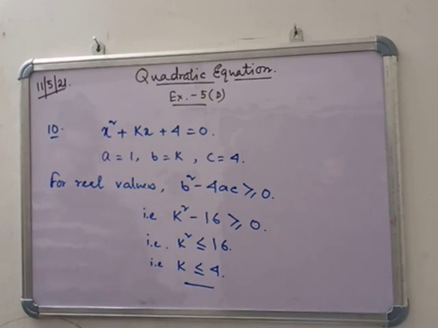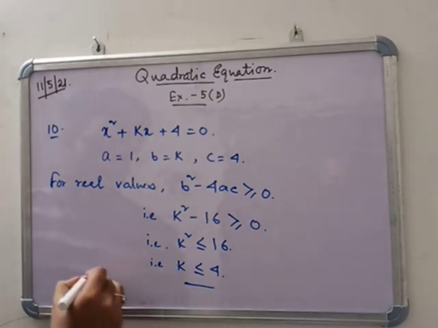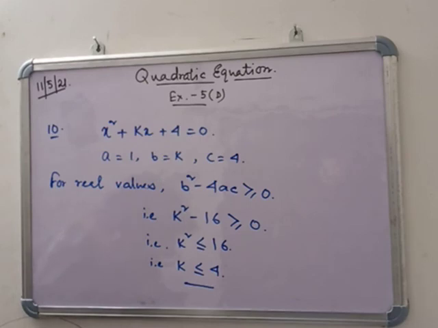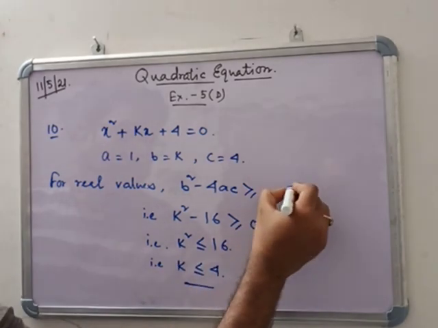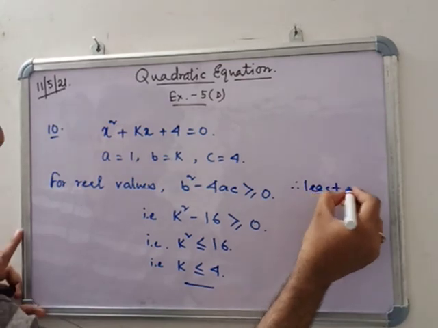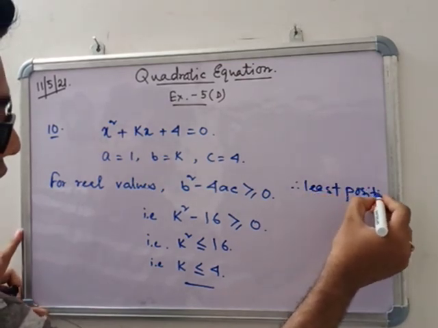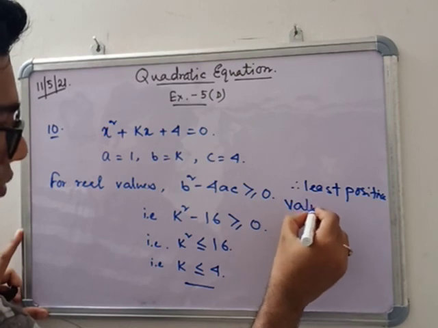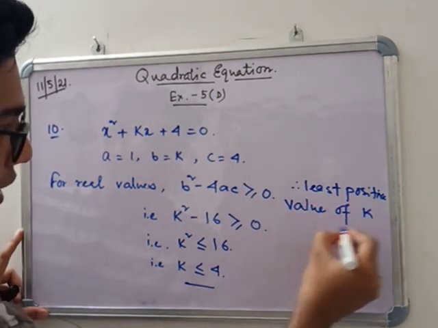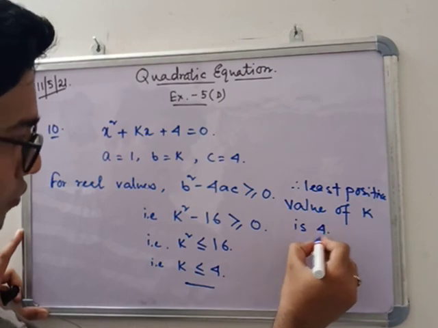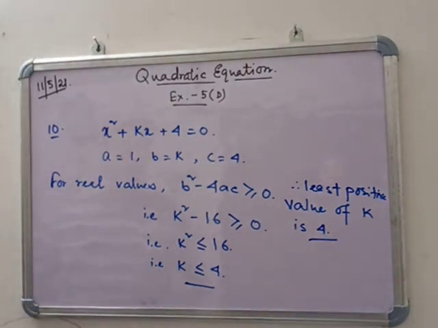Okay. So for k equals to 4, the least positive value of the k. So what is the least positive value of k? So least positive value of k is 4. Okay, so k equals to 4 is the least positive value.